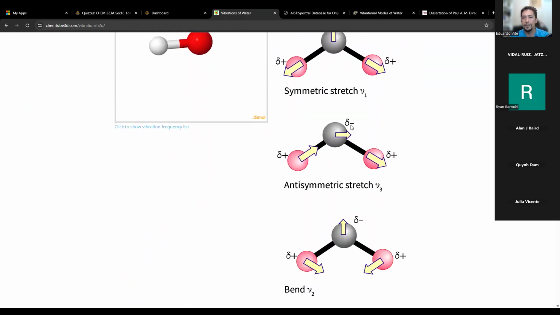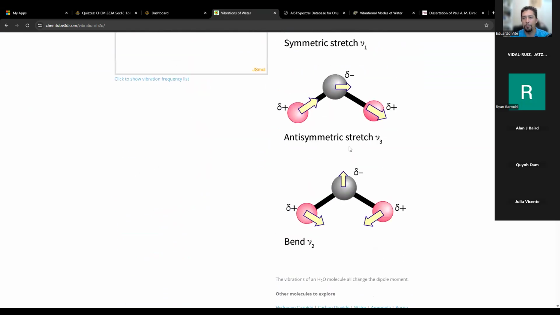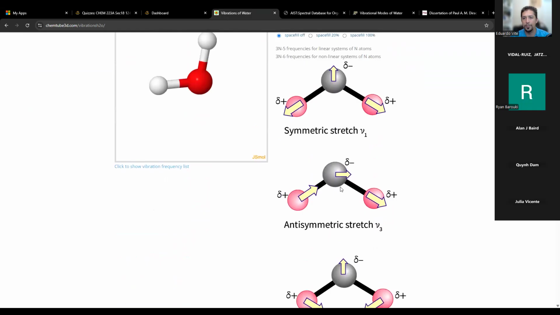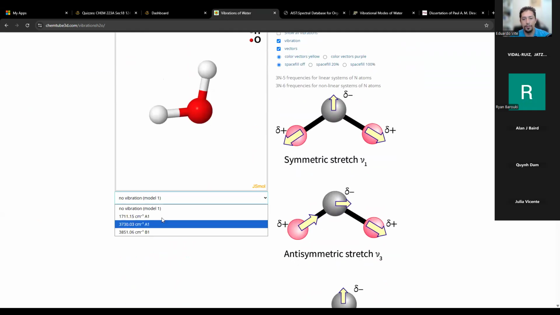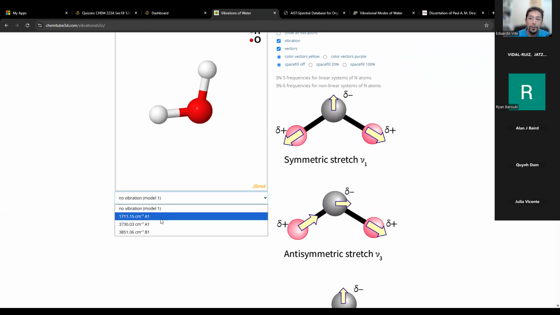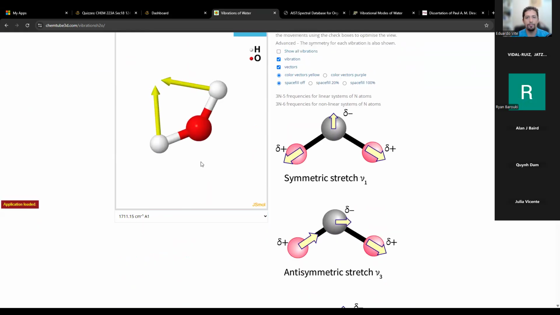So you see that we're expecting some stretches and some bends. We have one bend and two stretches. And the stretches are the symmetric stretch and the asymmetric stretch. So here, you can click to show the vibrations, and you see we have only 3 of them. So let's look at the one with the lower wave number. Remember, low wave number, low energy. So this is the lowest energy vibration. Let's see what it looks like.